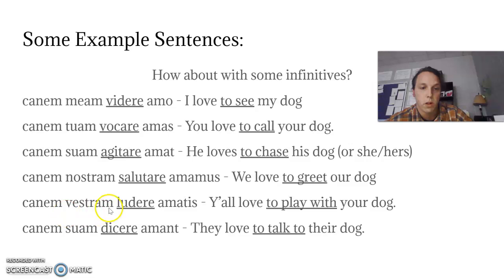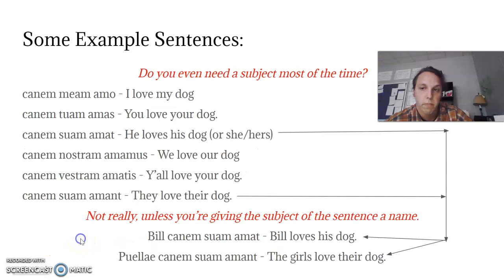Canem vestram ludere amatis. Amatis ends with a -tis, that means the subject will be y'all. Amatis means y'all love. Ludere, to play with. Canem vestram, your dog. Canem suam dicere amant. Amant ends with an -nt, tells us the subject is they. Dicere means to speak or to talk. So canem suam dicere amant means they love to talk to their dog.